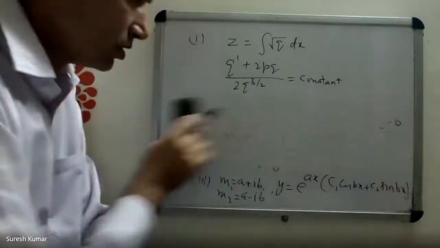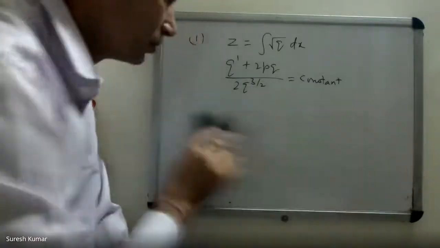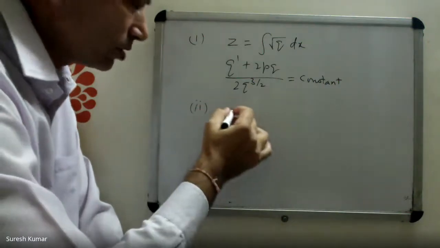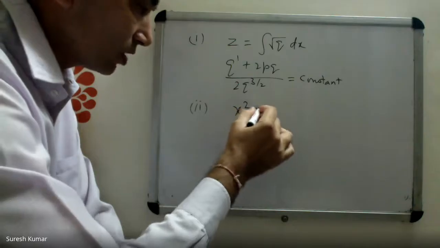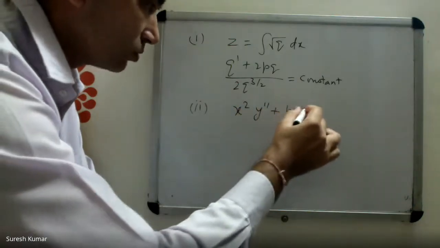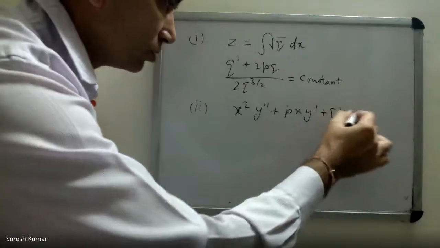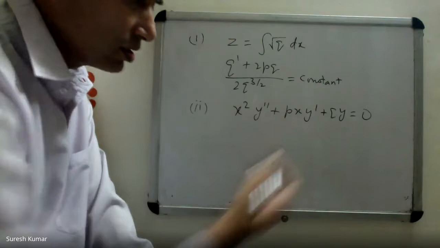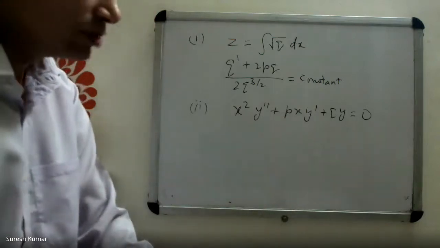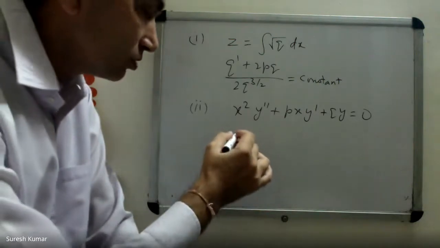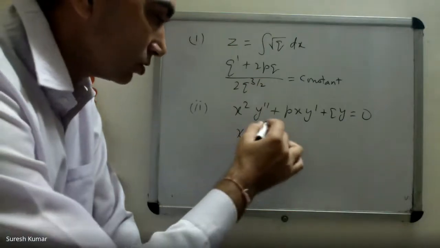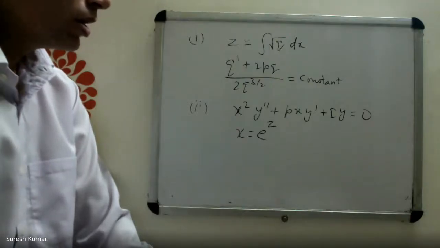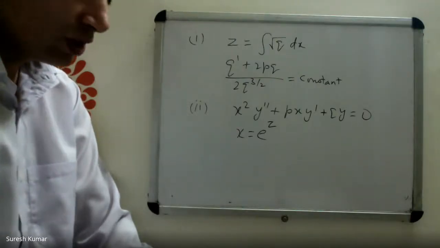Another very important equation we discussed, that is the Cauchy-Euler equidimensional equation, meaning an equation of the type x square y double prime plus p x y prime plus q y equal to 0. The second derivative is multiplied by x square, the first by x. This kind of equation is the Cauchy-Euler equidimensional equation. So which transformation works in this case? x equal to e power z. Okay, so up to this we have done.